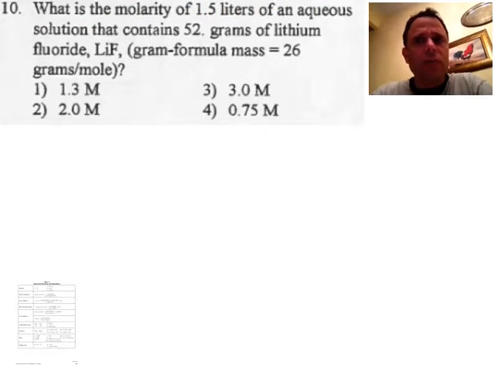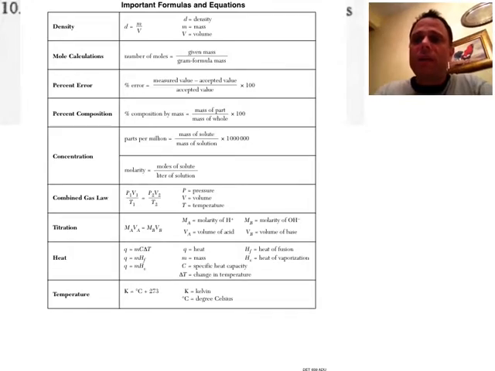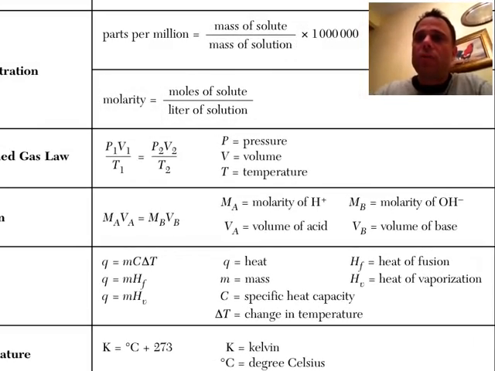So there's an entire solution, 1.5 liters of an aqueous solution that contains 52 grams of lithium fluoride, that is LiF, and lithium fluoride has a gram formula mass of 26 grams per mole. Now please remember from the last question, our definition of molarity is the moles of the solute over liters of solution.